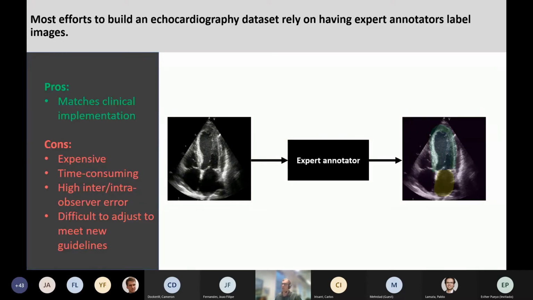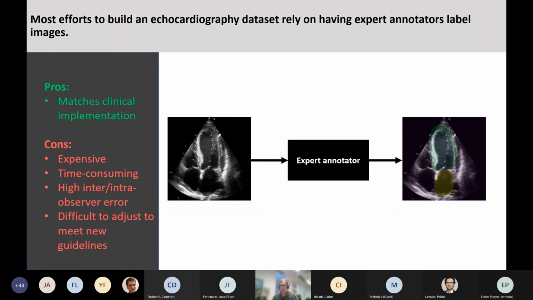With that said, most efforts to build an echocardiography dataset have relied on annotators labeling images. So the pros of this approach is that it matches the clinical implementation. This is the way that things are actually done clinically, so it makes sense to do it that way. The cons are that it's expensive and time consuming. It takes a clinical expert a long time to go through each of these images and perform the annotations, and you need a quite large set of labels in order to train the deep learning algorithms.